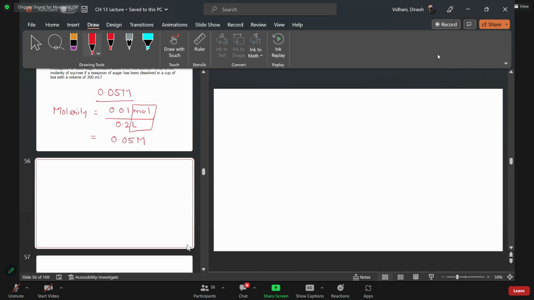Okay. So the next part we're going to discuss today is about colligative properties. Now, what exactly is colligative property? Anyone? Any idea what are those properties? Any guess?